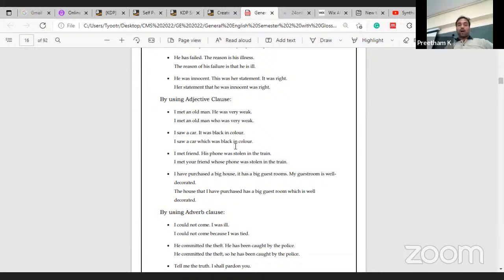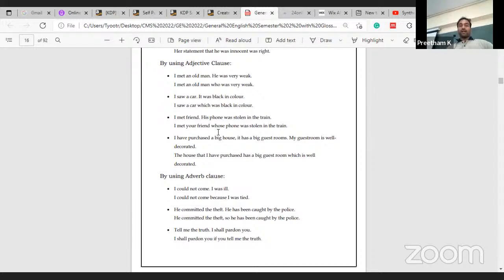Second example: I saw a car, it was black in color. I saw a car which was black in color. So "which was black in color" is an adjective clause. I met my friend, his phone was stolen in the train. I met your friend whose phone was stolen in the train. Again, the entire clause, "whose phone was stolen," is an adjective clause.